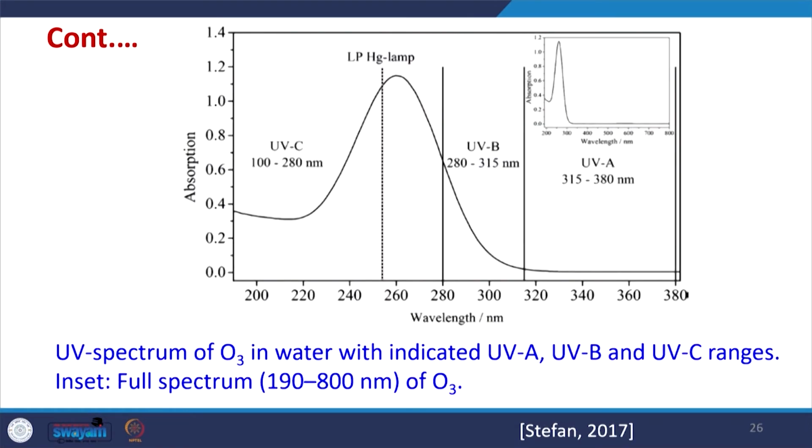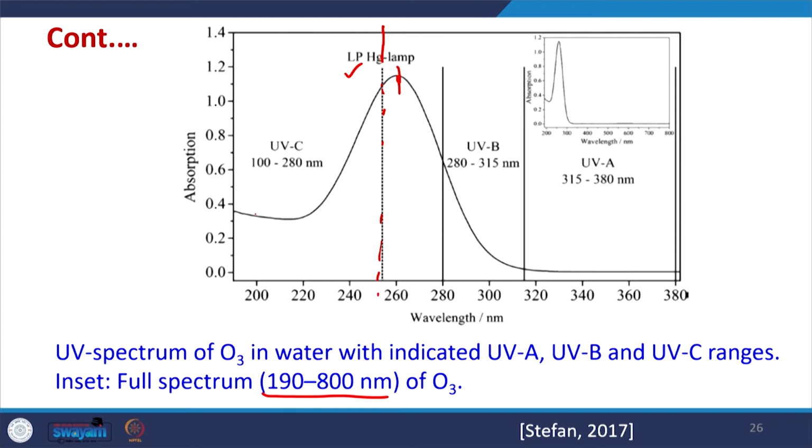We can see the UV spectrum of ozone in water with the different UVA, UVB and UVC ranges. In the inset the full spectrum is given from 190 to 800 nanometers. We can see here that the low pressure Hg lamp emits UV in this wavelength, whereas the maximum for the ozone spectrum is at 260.